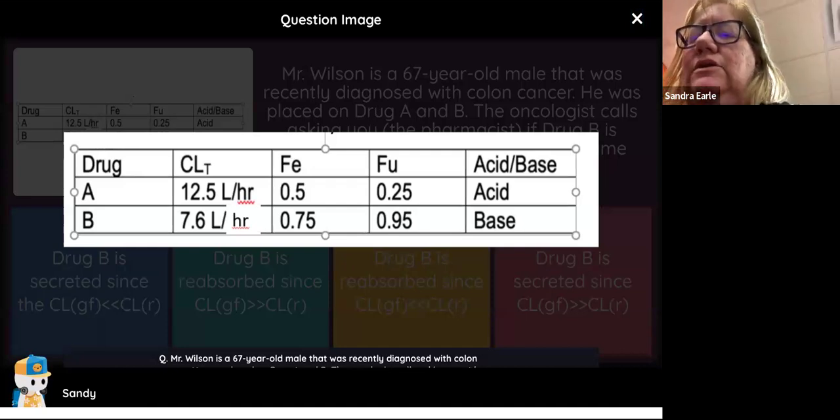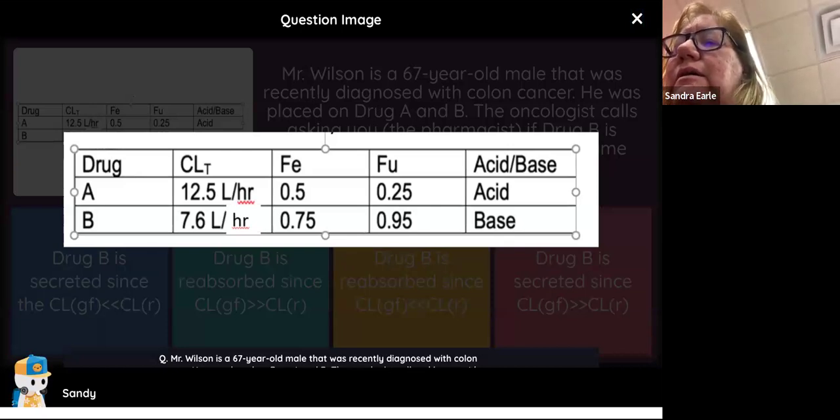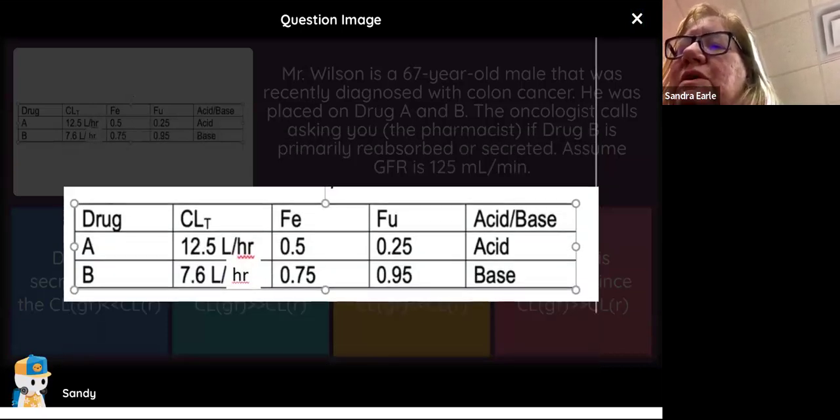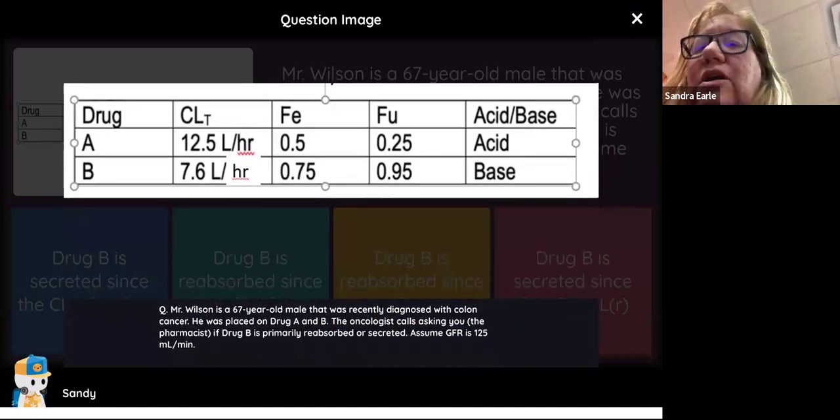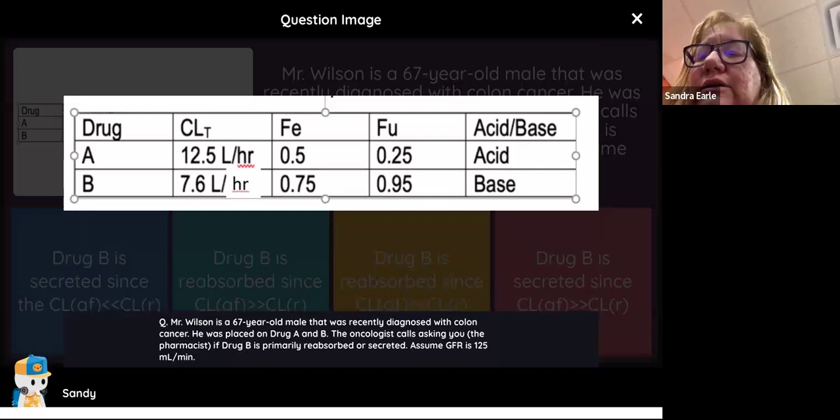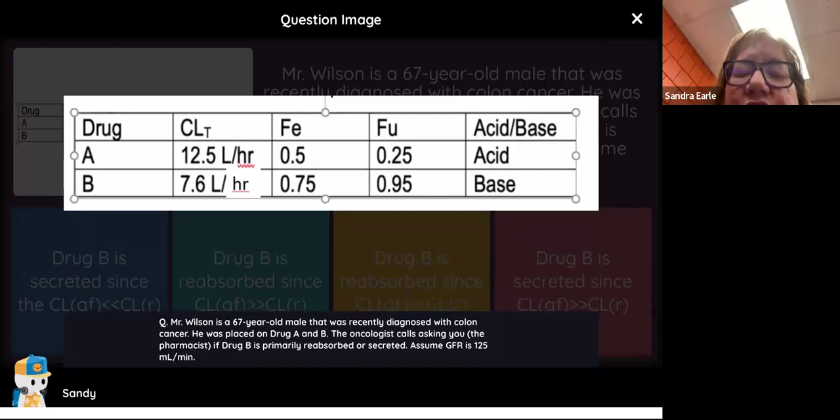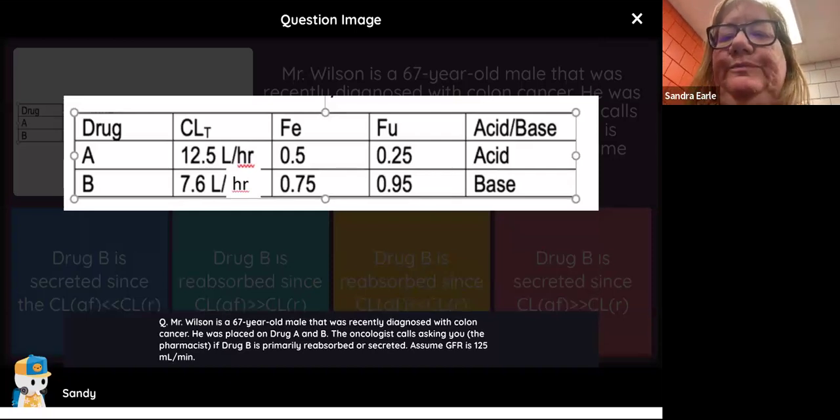All right. So, in order to figure out if it is primarily reabsorbed or secreted, we're going to have to compare renal clearance to glomerular filtration clearance.